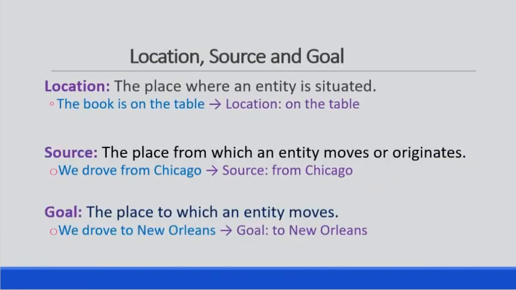A location, source, and goal. I think you understand already about the words location, source and goal. Location refers to the place. The source refers to the place where the entity moves or originates from, and the goal is the place to which an entity moves. You can see the example there. The book is on the table, so on the table is the location.